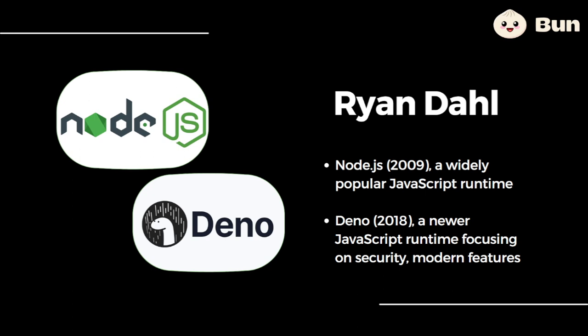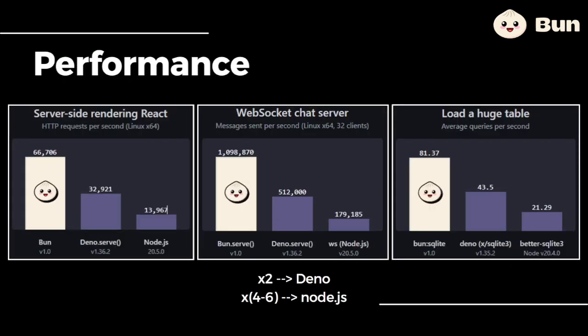Why do we have to use Bun? As I said before, one of the major design goals that we mentioned is speed. Bun's performance is very fast compared to Deno and Node.js. This is the performance benchmark of these three runtimes.